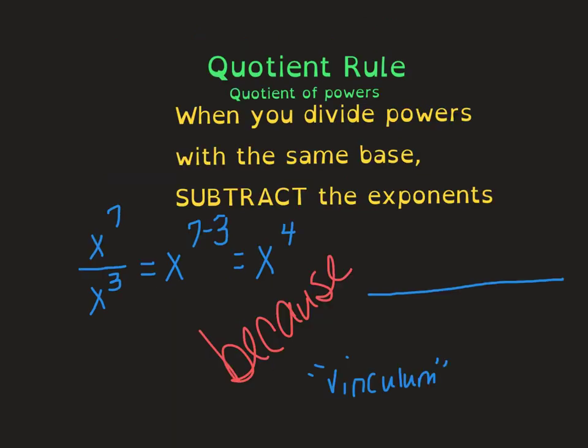Okay, so this is the quotient rule, or quotient of powers. It's just saying that when you divide powers with the same base, you subtract the exponents. So multiply, you add, divide, you subtract. So it kind of goes along there. So here's an example that I have.